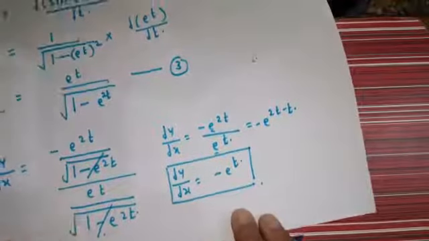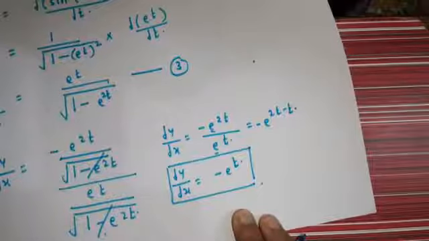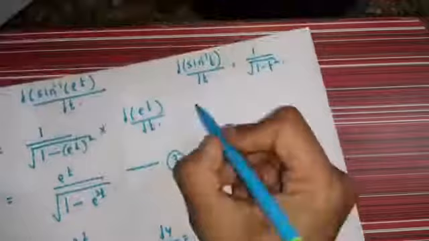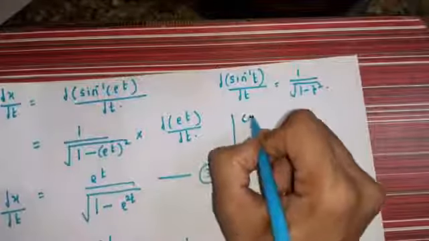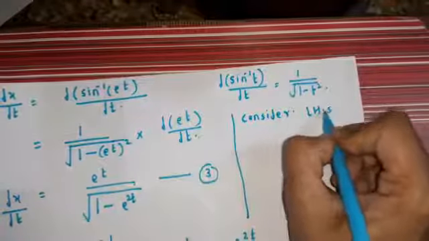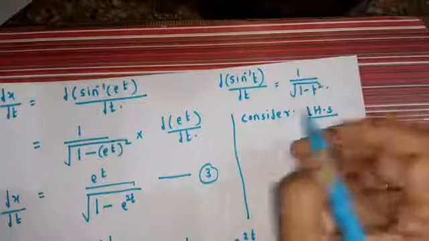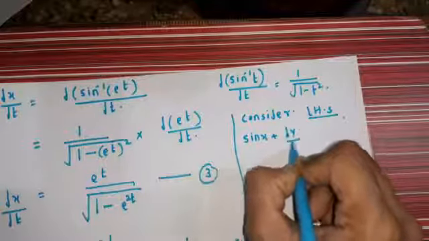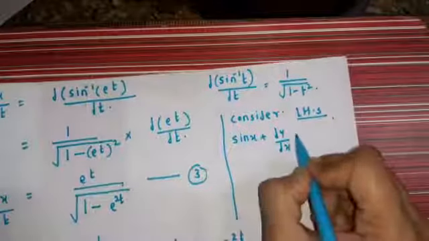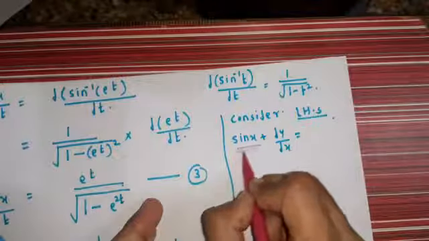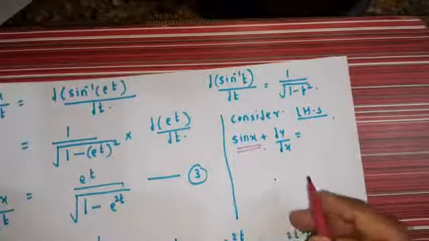But what do we have to prove? We have to prove that dy by dx... Now consider what we have to prove. For that, consider the LHS. What is the LHS? LHS is sin x plus dy by dx. Okay, students, now first find out the value of sin x from the given. What is the value of sin x?